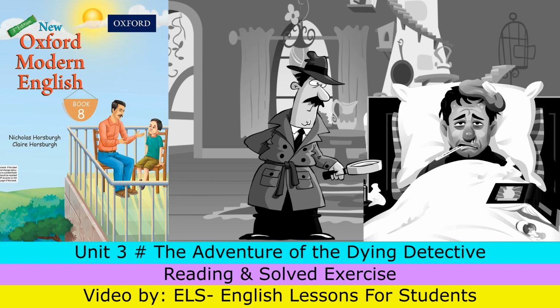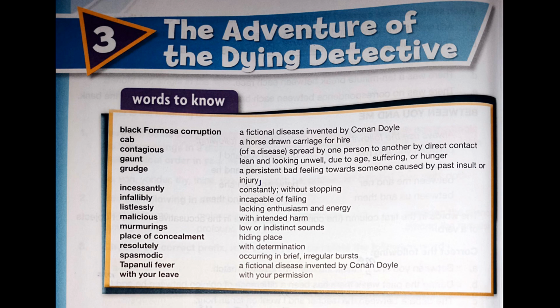Today we are going to read Unit 3, The Adventure of the Dying Detective from Oxford Modern English Book 8. So we start our lesson. This is page number 36 from your book. Words to know first of all.